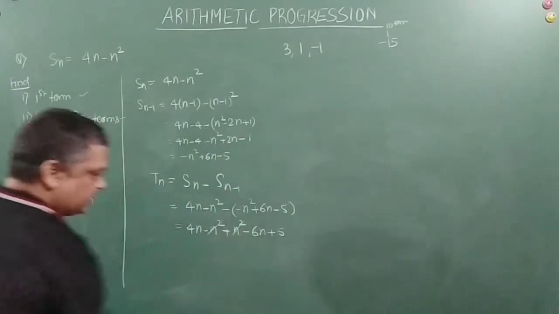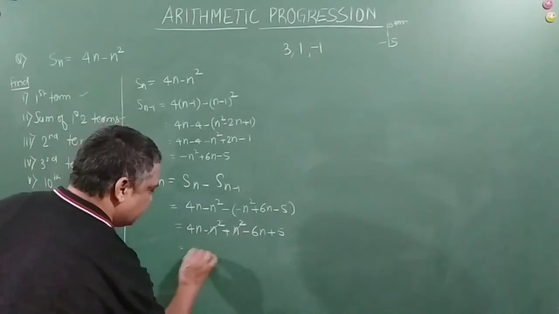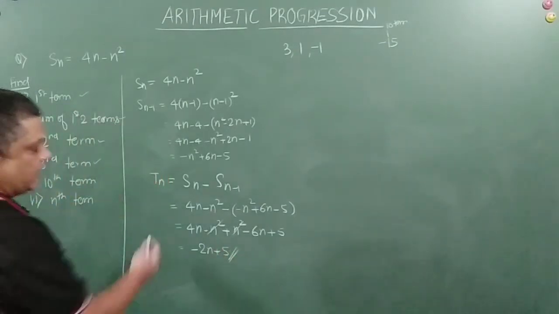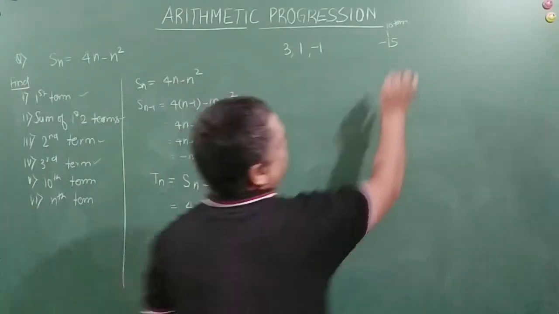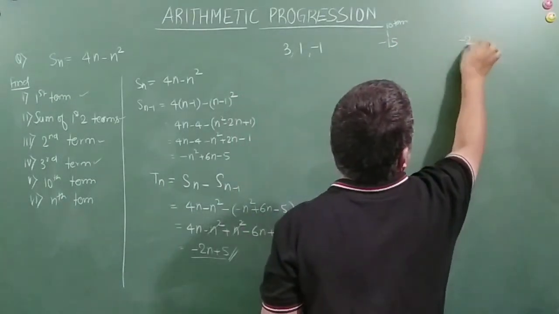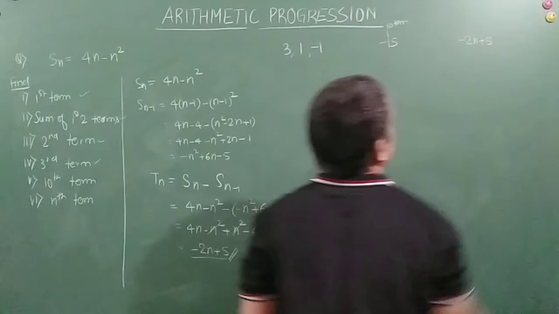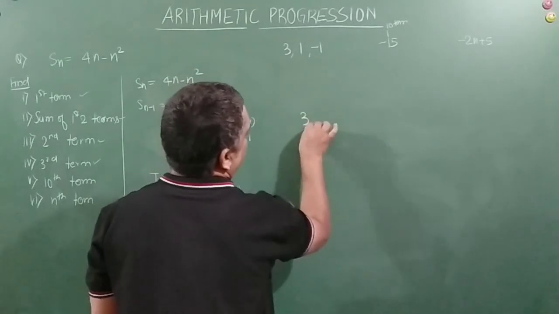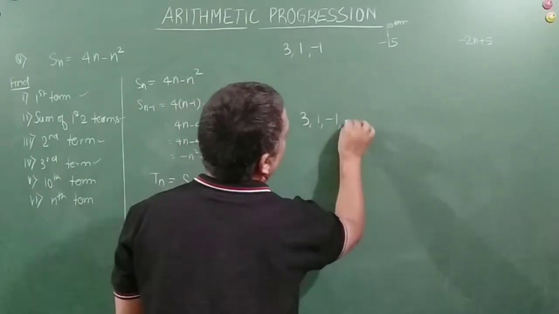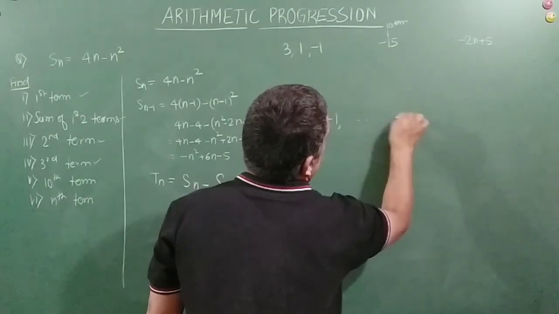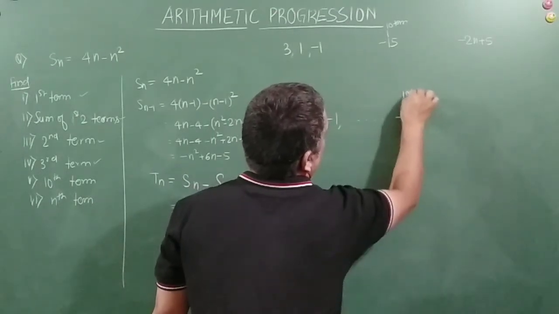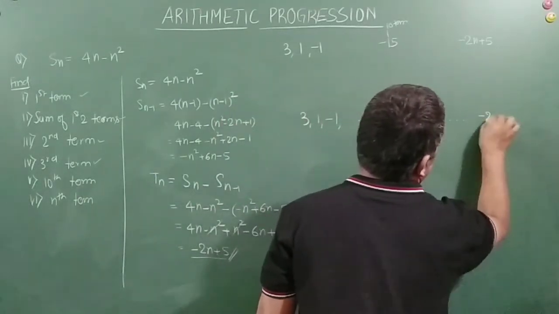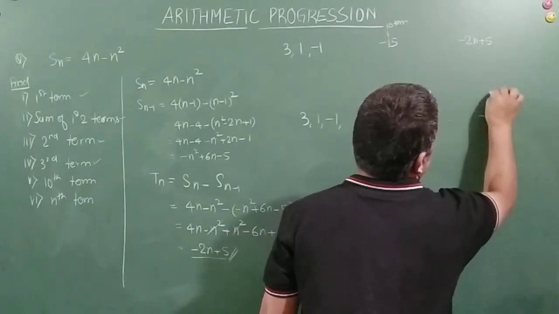So this and this get cancelled. This becomes minus 2n plus 5. So your nth term is minus 2n plus 5. Minus 2n plus 5 is my nth term. You are getting it? So minus 15 is the 10th term. Minus 2n plus 5 is the nth term.